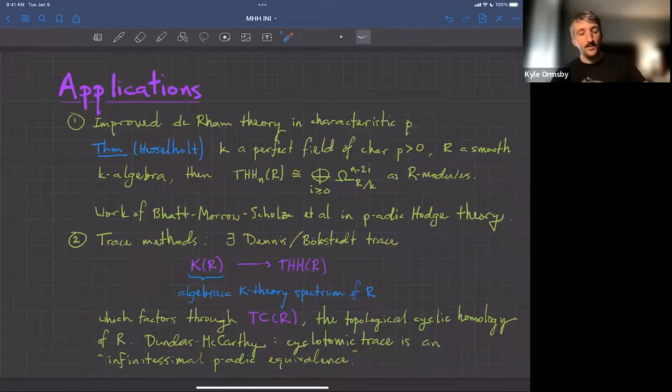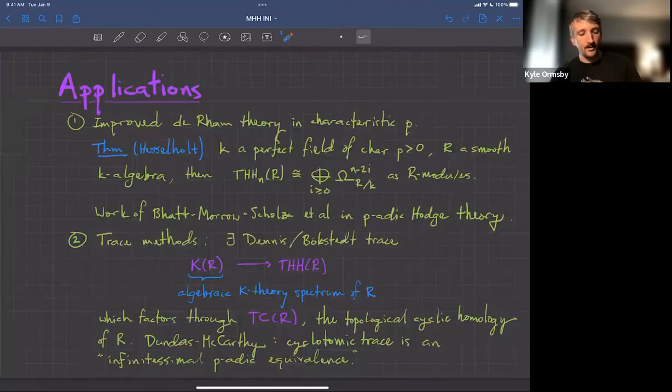The other big use of THH that many at this seminar will be familiar with is trace methods, using this as a sort of computational tool in algebraic K-theory. Hochschild lifted the Dennis trace for Hochschild homology to topological Hochschild homology. And this factors through what's called topological cyclic homology. I won't have time to review the definition here today. The important thing is that this is something you could produce from THH just using the circle action.